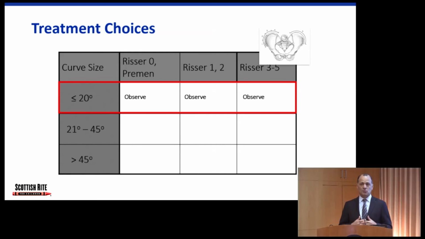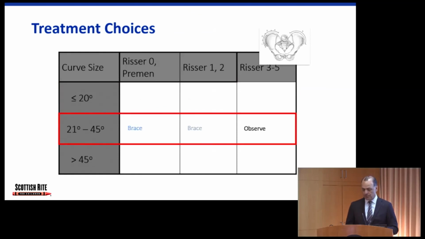But ultimately, we try to keep that curve as small as we can, especially lumbar curves where most of your motion is, and you need a very healthy spine the rest of your life to function well. Typically, less than 20 degrees we watch. Between 20 and 45 degrees in children who are growing, we use a brace.